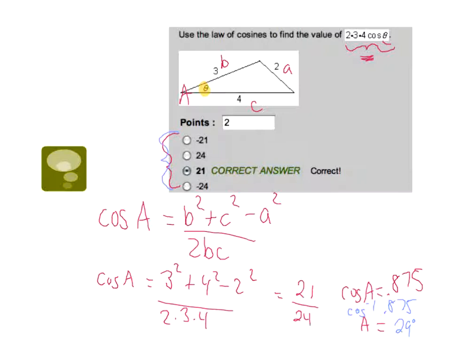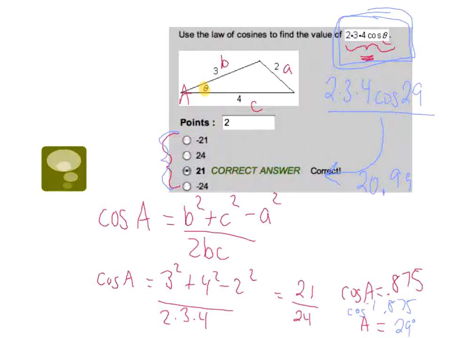But 29 is not an answer option. You know why it's not an answer option? Because my original question is asking me to solve this. My original question wanted me to solve 2 times 3 times 4 cosine theta. Well, we just found theta to be 29. So please type this in your calculator, and you should get 21. So let's all try. 2 times 3 times 4 cosine 29. And you get 20.99, which is why they picked 21.